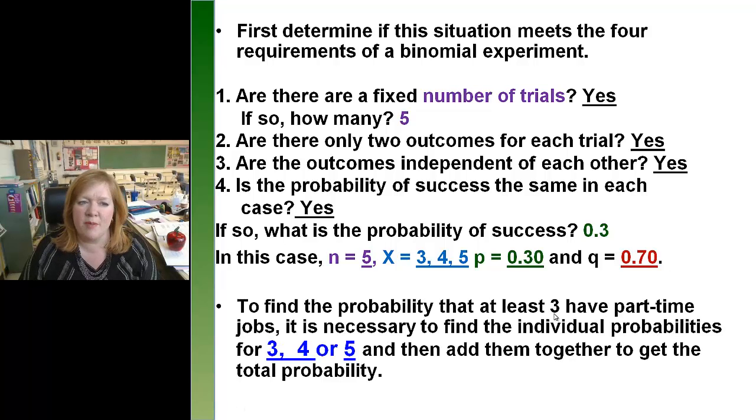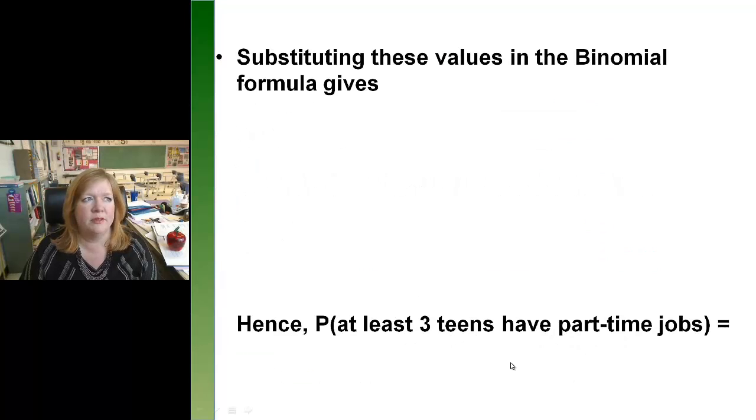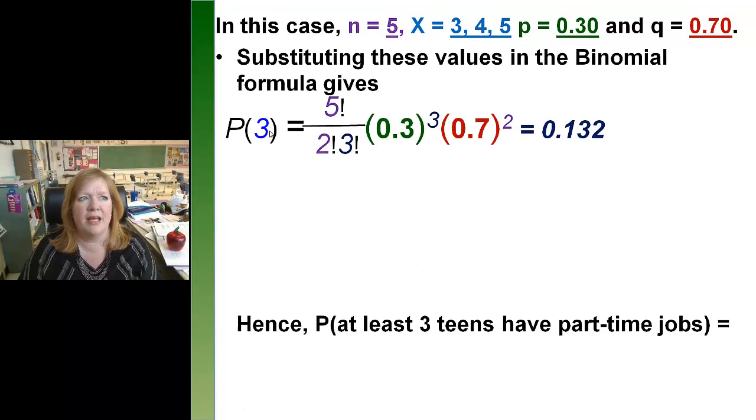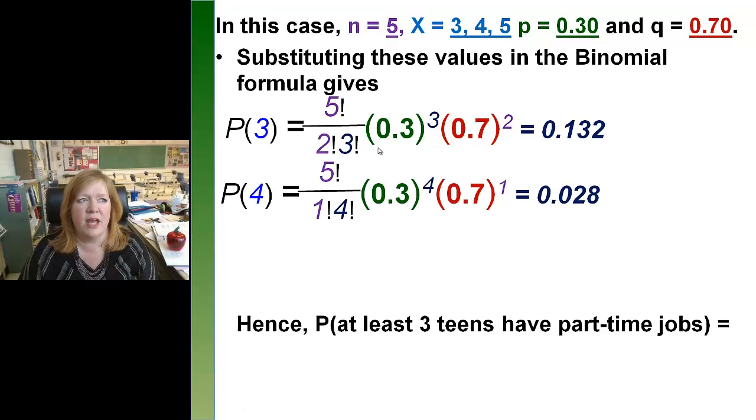So to find the probability that at least 3 have part-time jobs, it's necessary to find the individual probabilities for 3, 4, or 5, then add them up. So substituting them into the formula, we know we've got n equals 5, and that's brought forward. So plug and chug. Here's where your x goes, n factorial, n minus x factorial, and so on. So if you plug all those in, you get 0.132. Then you do P of 4. There's how the formula changes.